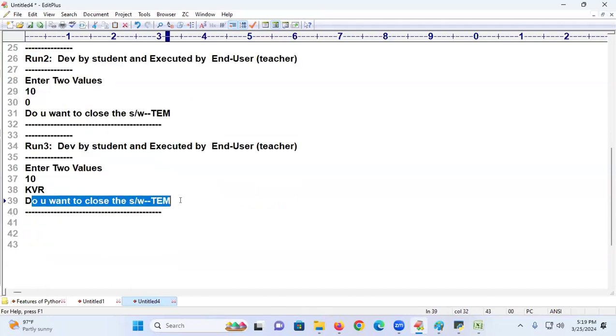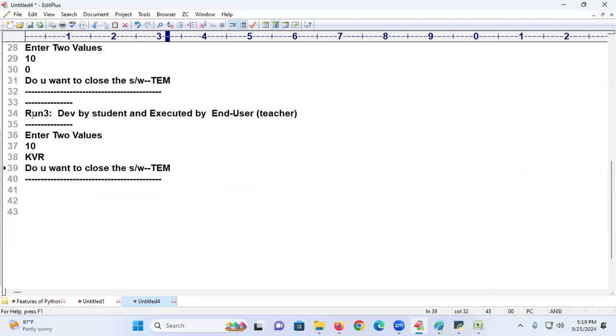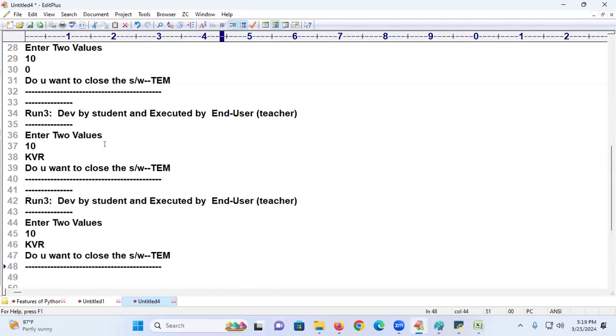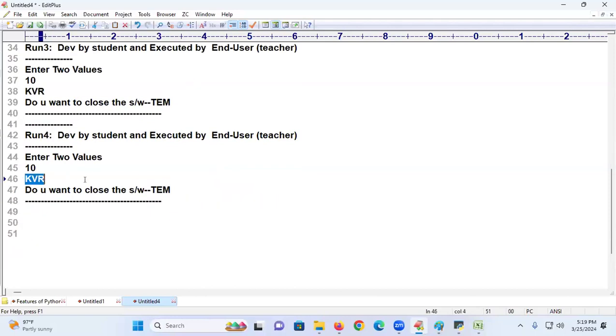Yes, you immediately will get what? Do you want to close the software? Do it after going home. Don't take my words as it is. Do it after going home. 4th time I am running. Developed by what? Student. Executed by teacher. Now I am entering what?